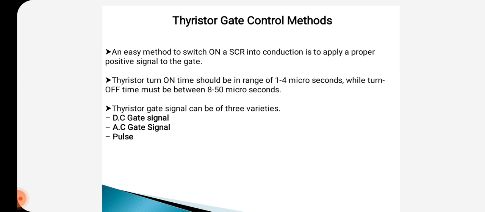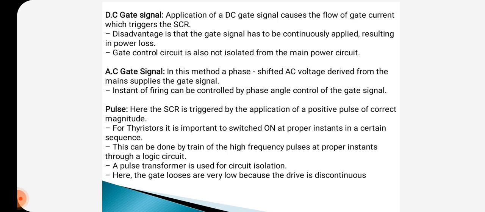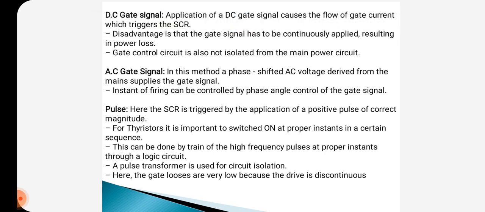Then the thyristor gate control signal can be of three varieties, that is DC gate signal, AC gate signal and pulse. First one is the DC gate signal. Application of a DC gate signal causes the flow of gate current which triggers the SCR. The main disadvantage of this gate signal is that it has to be continuously applied, resulting in power loss. The gate control circuit is also not isolated from the main power circuit.